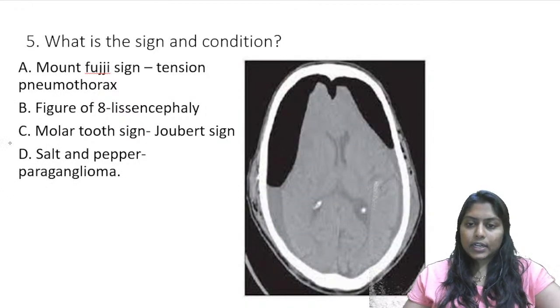What is the sign and condition? This is Mount Fuji sign, which is seen in tension pneumothorax.